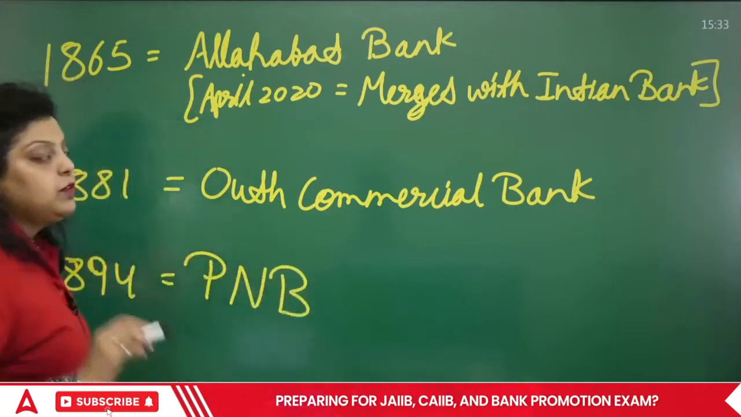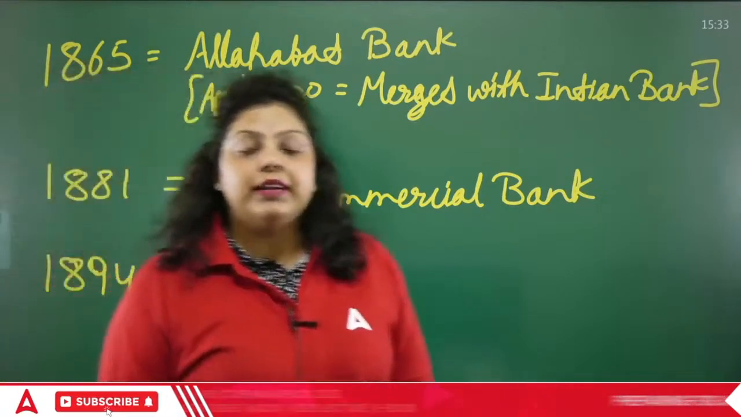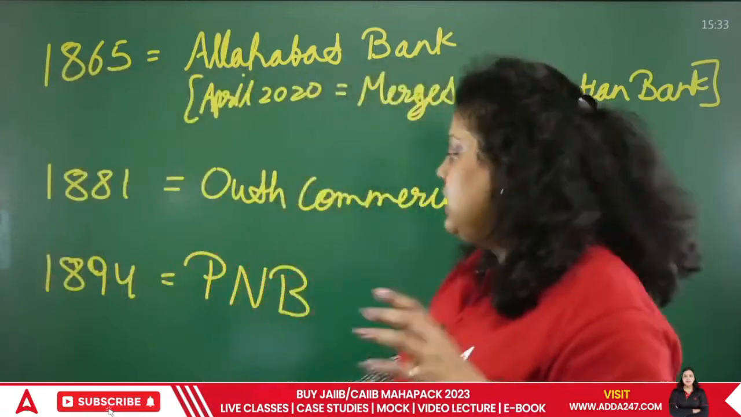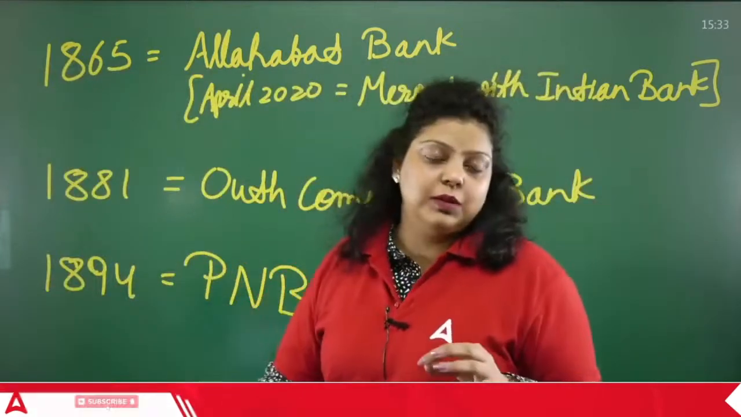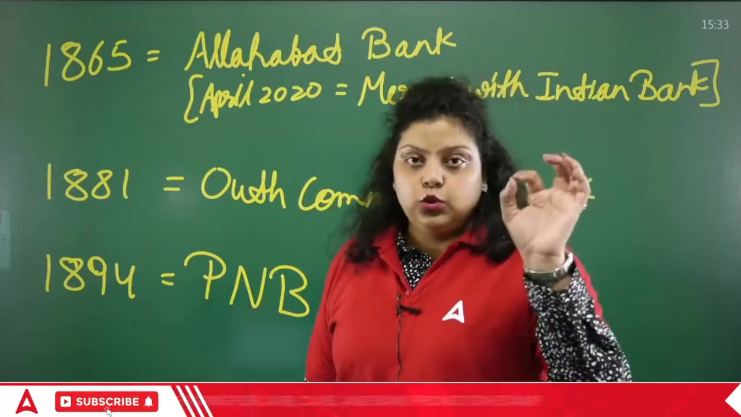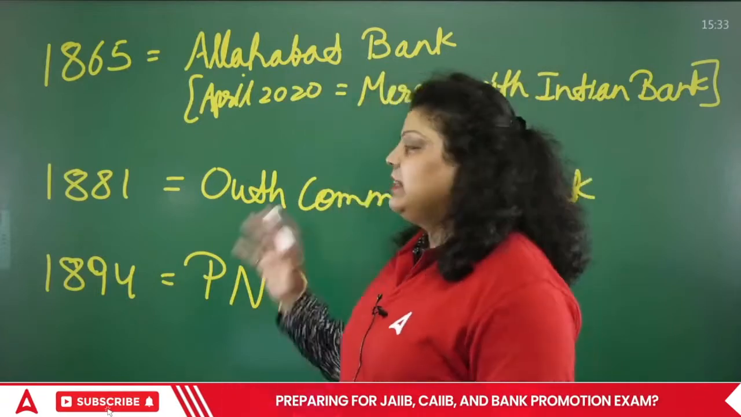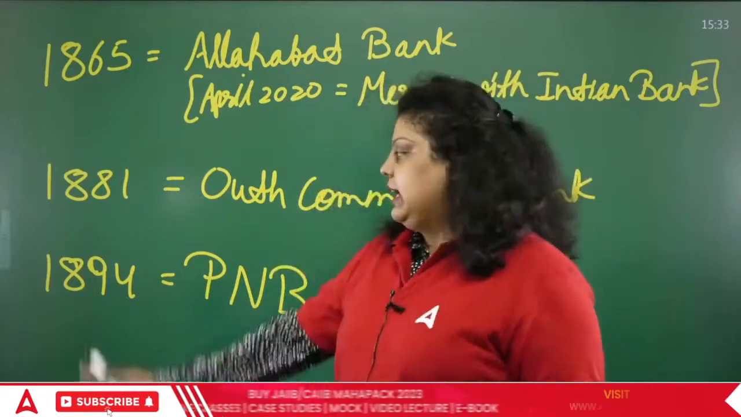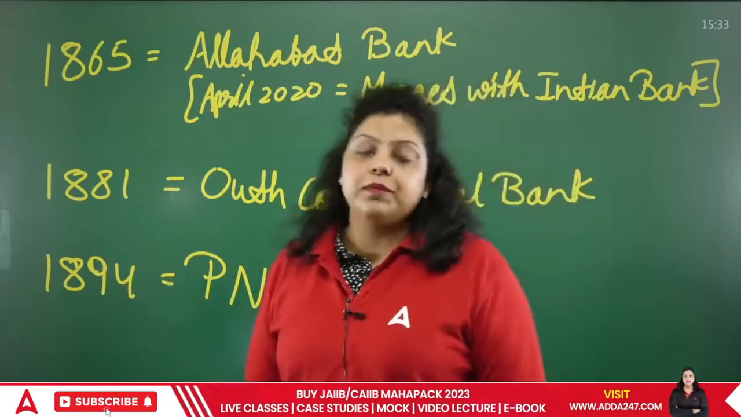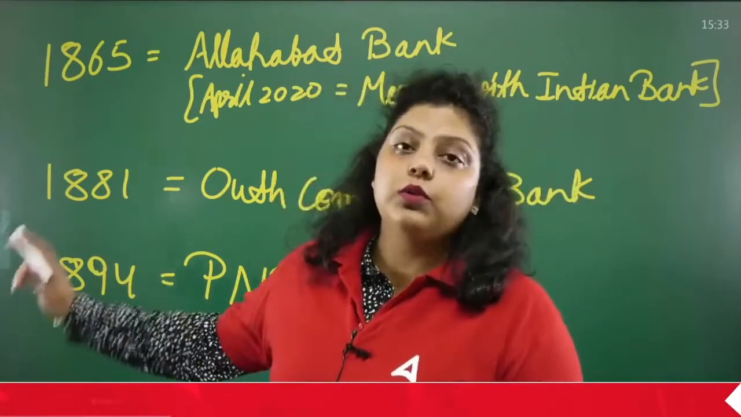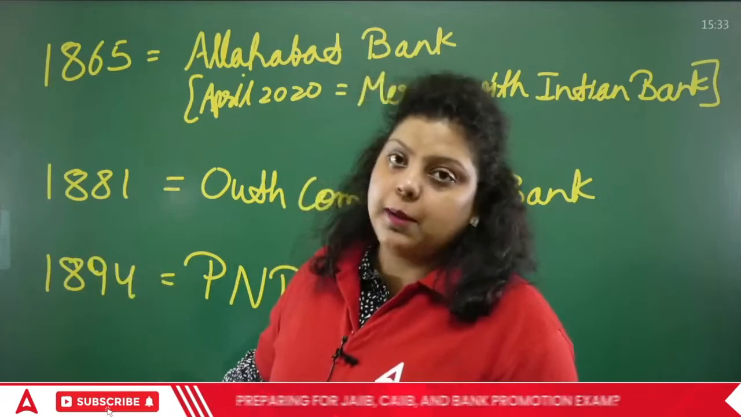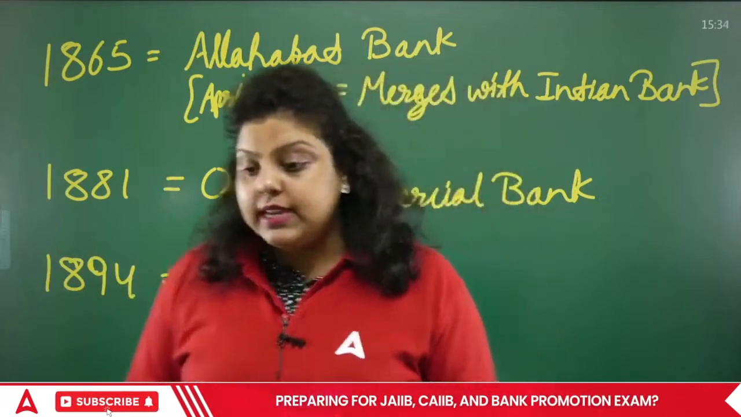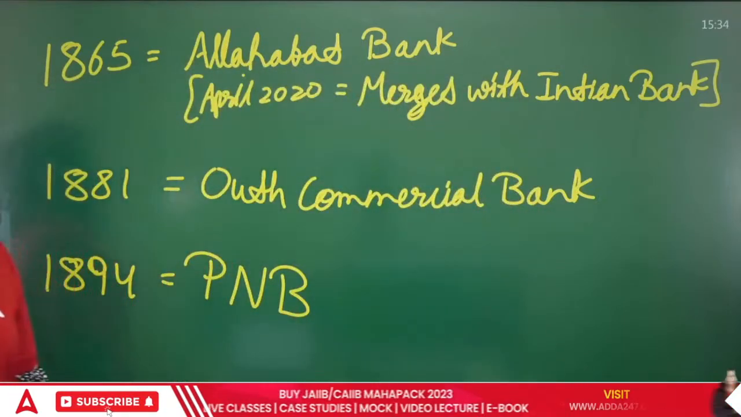Now do remember, if you are reading from a Macmillan book, in that particular book, the year of Punjab National Bank has been given as 1874. So do not confuse yourself with that. That is misprinted in the book. 1894 is the right year of Punjab National Bank. So do make sure you read the right year of establishment of a bank, right? So 1894 is the Punjab National Bank's establishment.